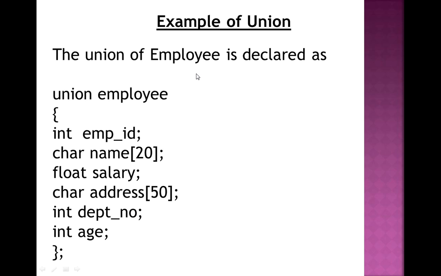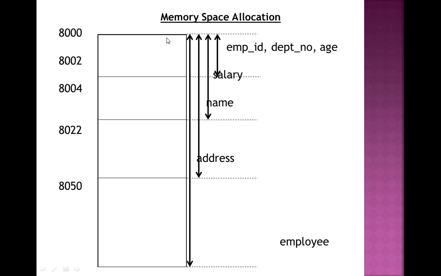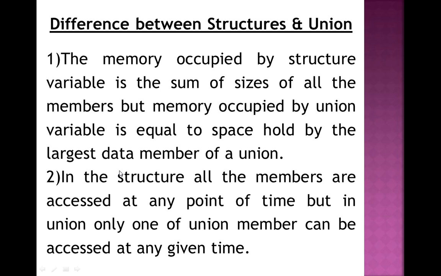This is the example of union. This is the union employee. These are the multiple union elements or union variables. How the memory is allocated is discussed in the same way as in the structure.